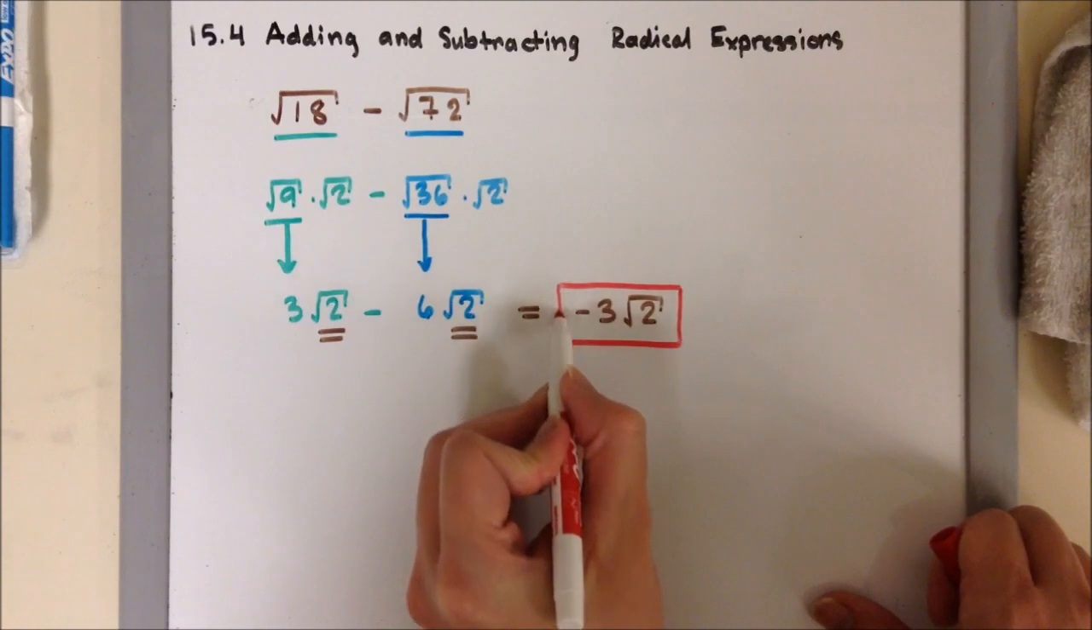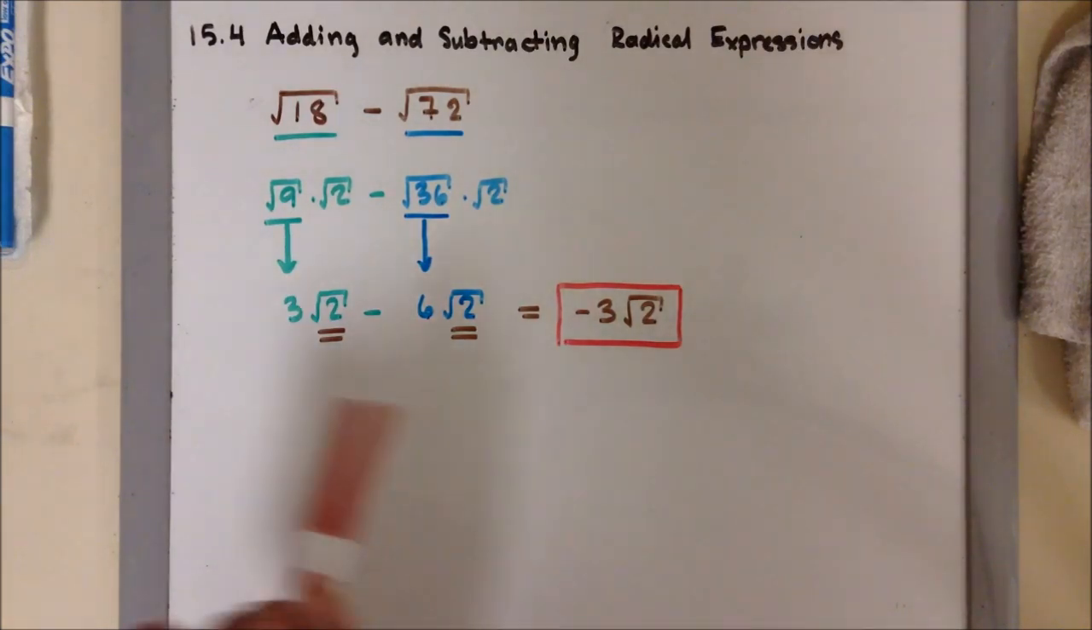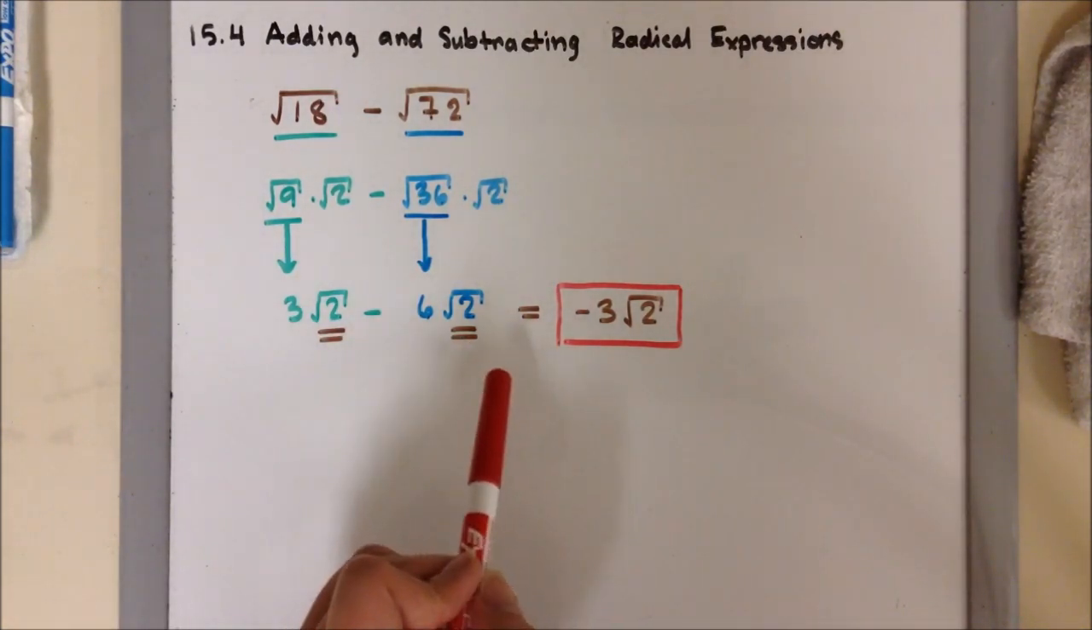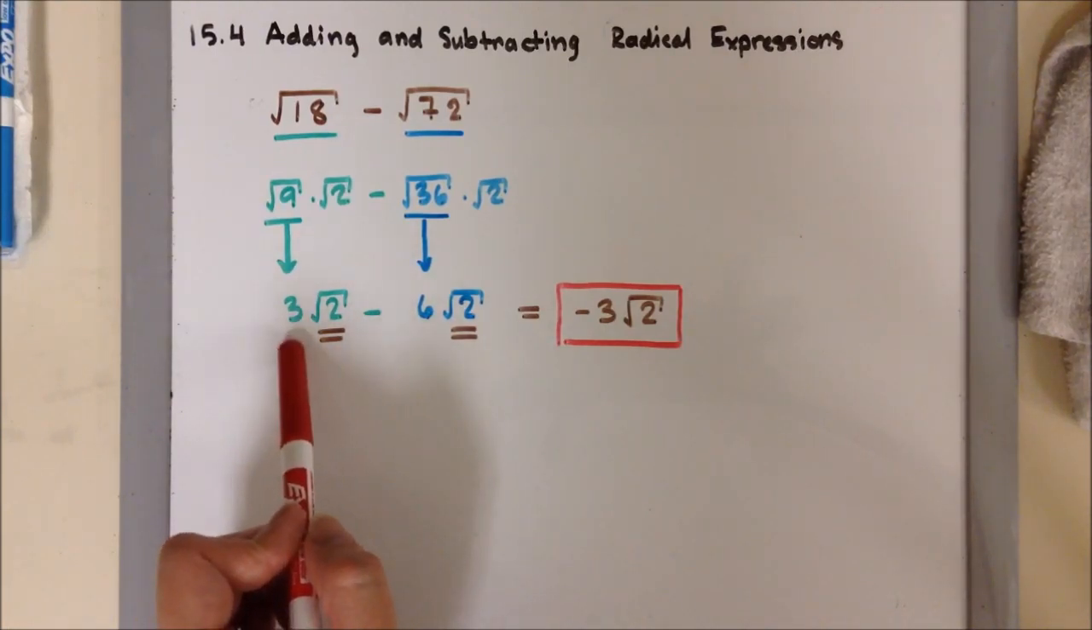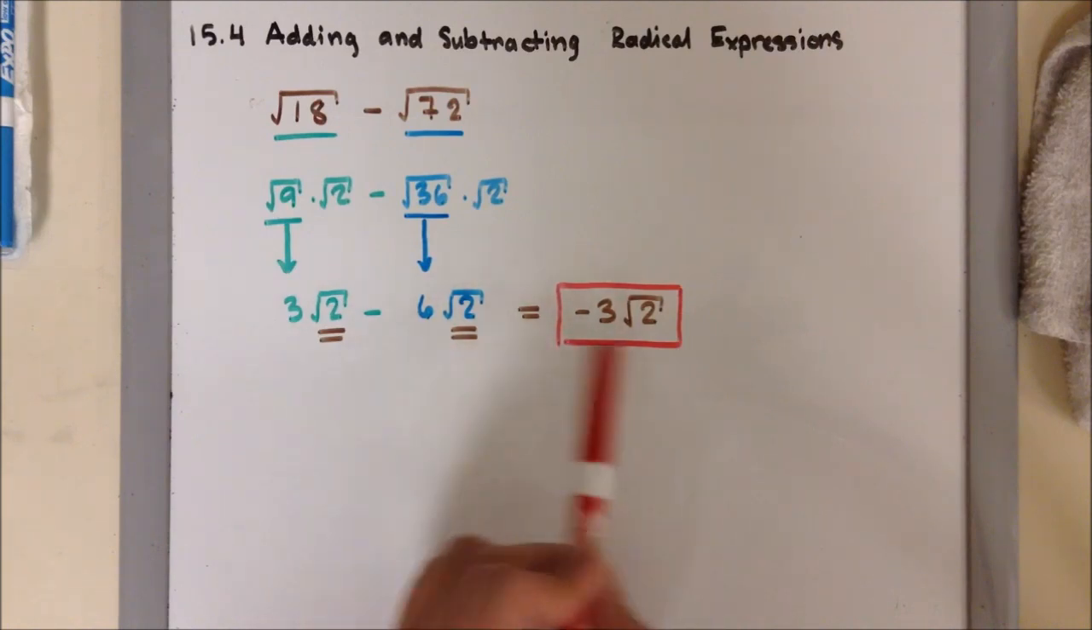So in this example, we had to simplify both radical expressions that we had in the beginning, and then when we simplified, we had 3 square root of 2 minus 6 square root of 2, whereas I combined the outside numbers, 3 minus 6, which came out as negative 3, and then carried the square root of 2.